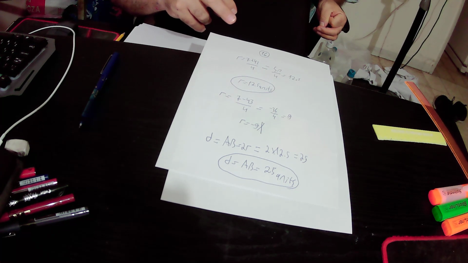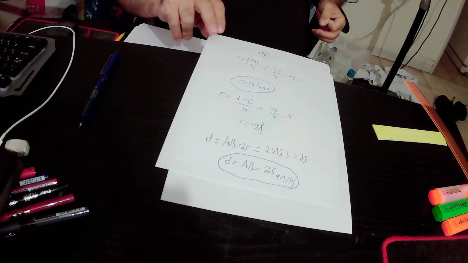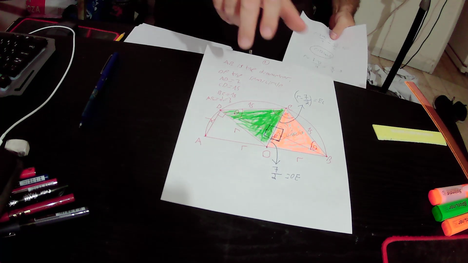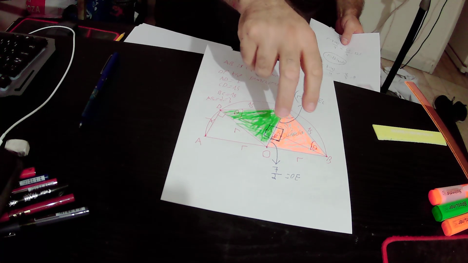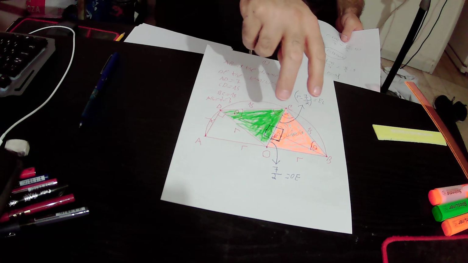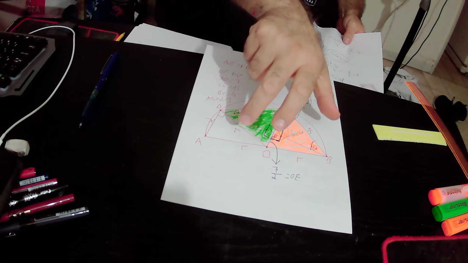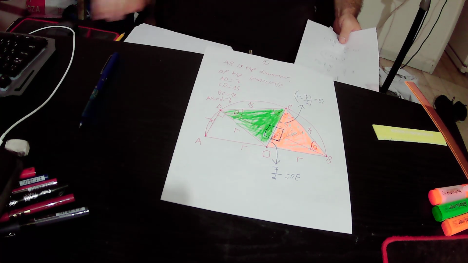Therefore, the diameter of the semicircle, which equals AB, is 2 times the radius, 2 times 12.5, that is actually 25 units. So we found that the diameter of this semicircle is 25 units. Again, the diameter, that is 2 times the radius, and it also equals AB, is equal to 25 units. Okay, thank you very much.